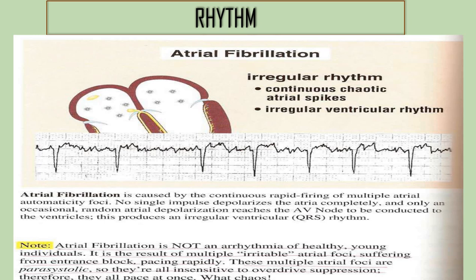Atrial fibrillation is not an arrhythmia of healthy young individuals. It is the result of multiple irritable atrial foci suffering from entrance block, pacing rapidly. These multiple atrial foci are parasystolic, so they are all insensitive to overdrive suppression. Therefore, they are all pacing at once, causing chaos.